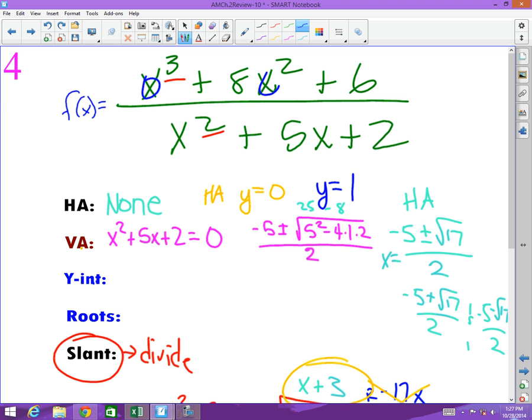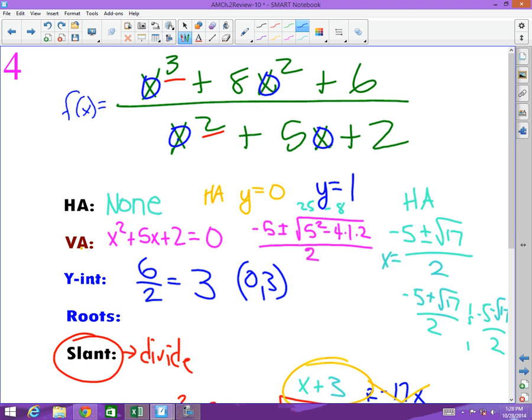Y-intercept: substitute 0 in for everything, for all the variables. So that's 0, so you have 6 on the numerator. That's 0, and that's 2 in the denominator, so 6 divided by 2 is 3. So (0, 3) is the y-intercept.